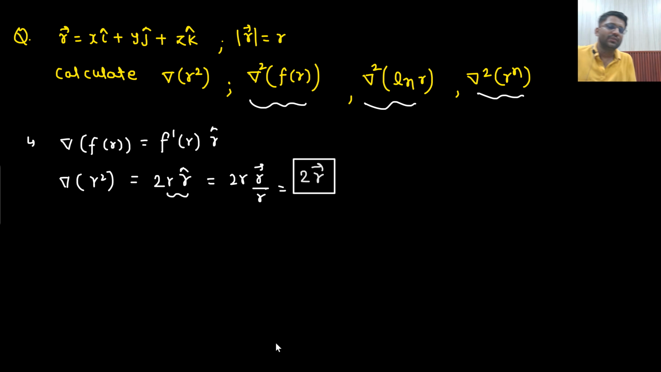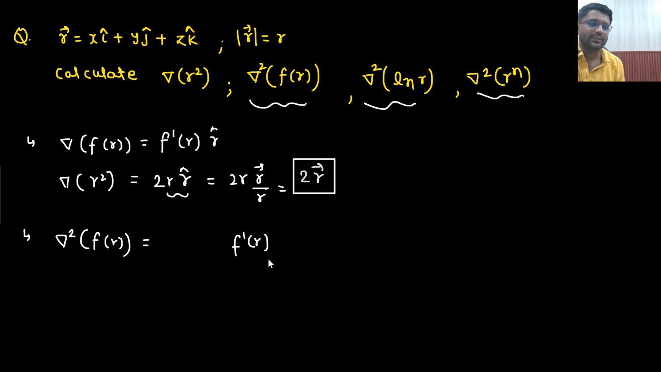Understandable? How will you solve this one? Del square f(r). Look sir, how the formula came, that I can tell you later on. I will tell you in this lecture only. Have some patience. But you need to remember the formula. What you will do? First of all, you will differentiate the function with respect to r. Then you will multiply r square. Then you will again differentiate with respect to r, whatever the answer that you have got here. Then divide by r square.